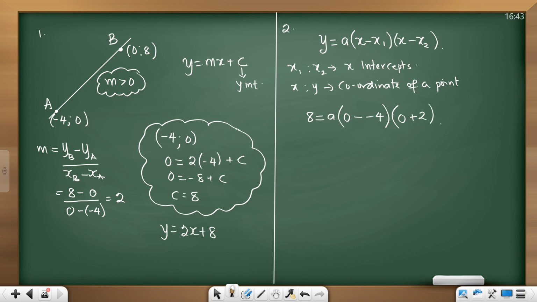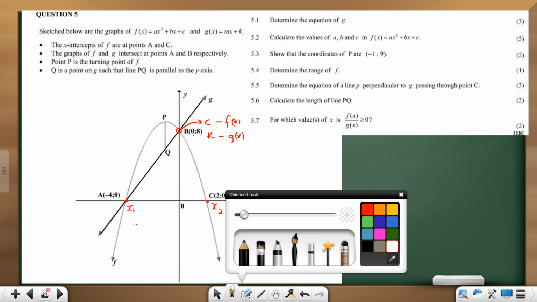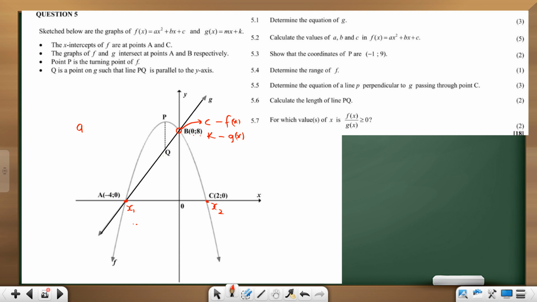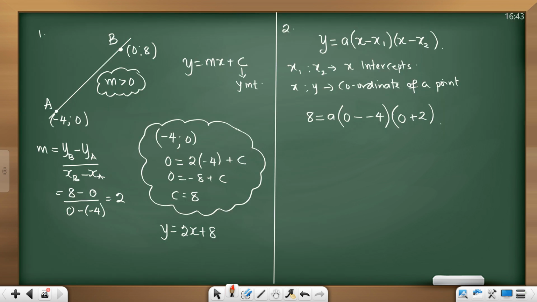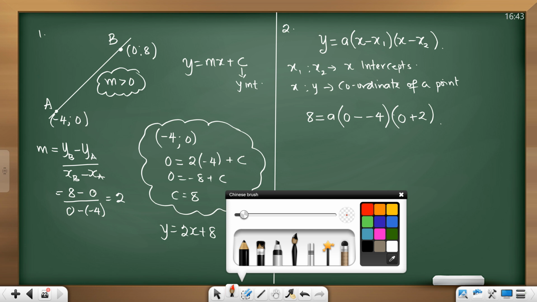By the way, hold on. Do you notice that it's a sad face? It is a sad face, so I'm expecting my a to be negative. A must be a negative value. If we don't get a negative value, we've done something wrong. Always have expectations. Let's solve.